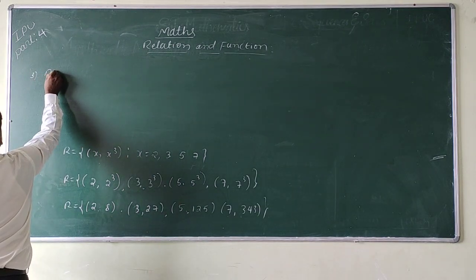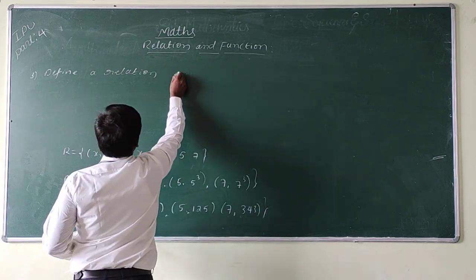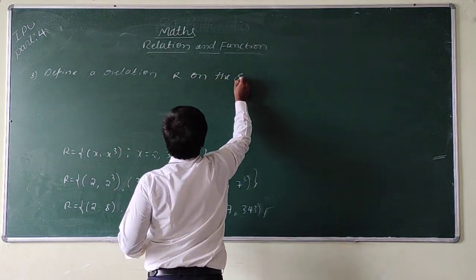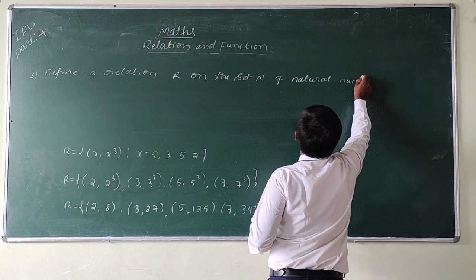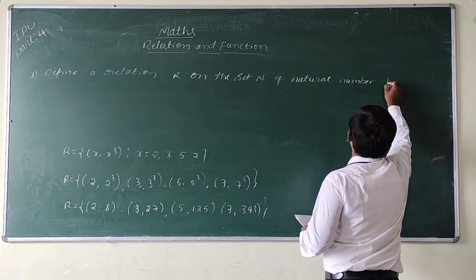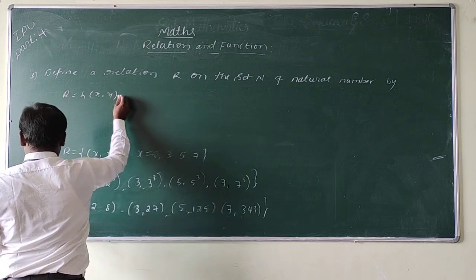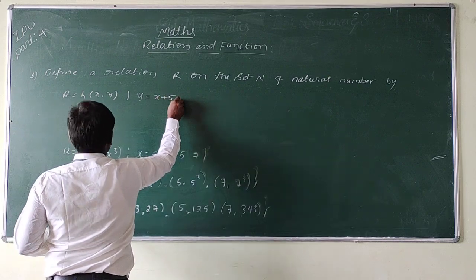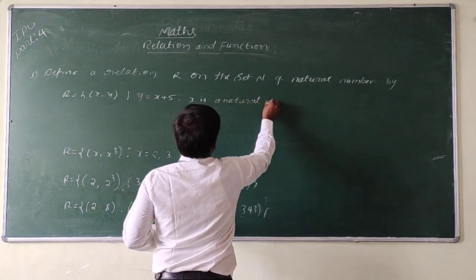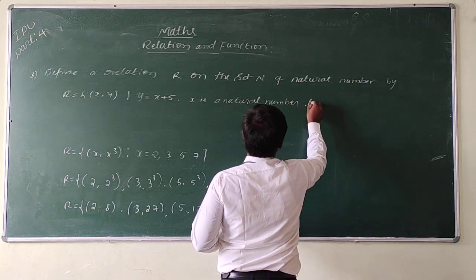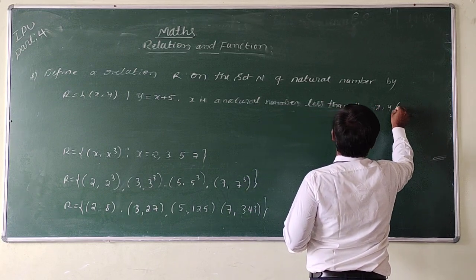Define a relation on the set N of natural numbers by R is equal to the set of ordered pairs x comma y such that y is equal to x plus 5, and x is a natural number less than 4, where x and y belong to the natural numbers.